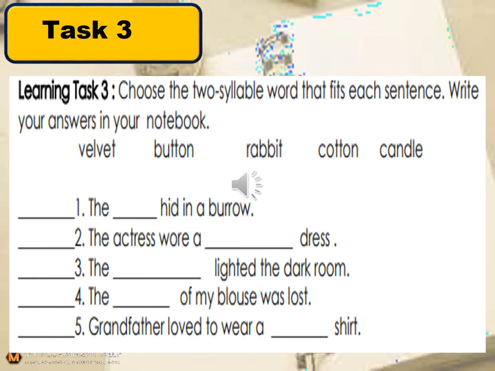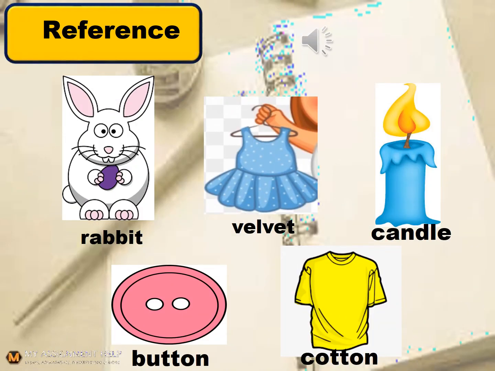Learning task 3. Choose the two-syllable word that fits each sentence. Write your answers in your notebook. So we have here velvet, button, rabbit, cotton, and candle. Number 1, the blank hid in the burrow. Number 2, the actress wore a blank dress. 3, the blank lighted the dark room. 4, the blank of my house was lost. And number 5, the grandfather loved to wear a blank shirt. There are some photos for your reference for the rabbit, velvet, candle, button, and cotton.